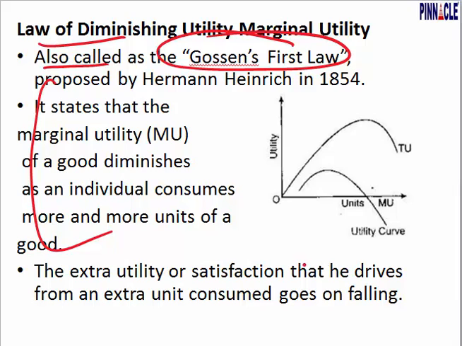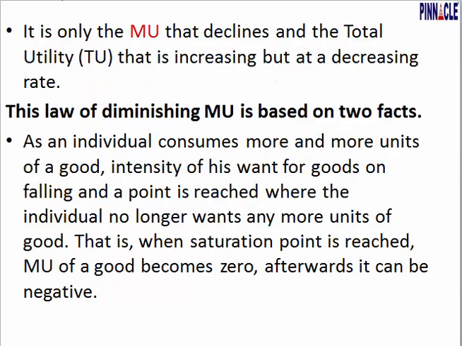The extra utility or satisfaction that he derives from extra units consumed goes on falling. For example, a person has taken 5 chapatis, but he wants to eat more, 6, 7, 8. Whenever he goes to a higher number, the satisfaction level will go down. Extra utility will go down. It is only the marginal utility that declines, and the total utility is increasing, but at a decreasing rate. This is also very, very important.